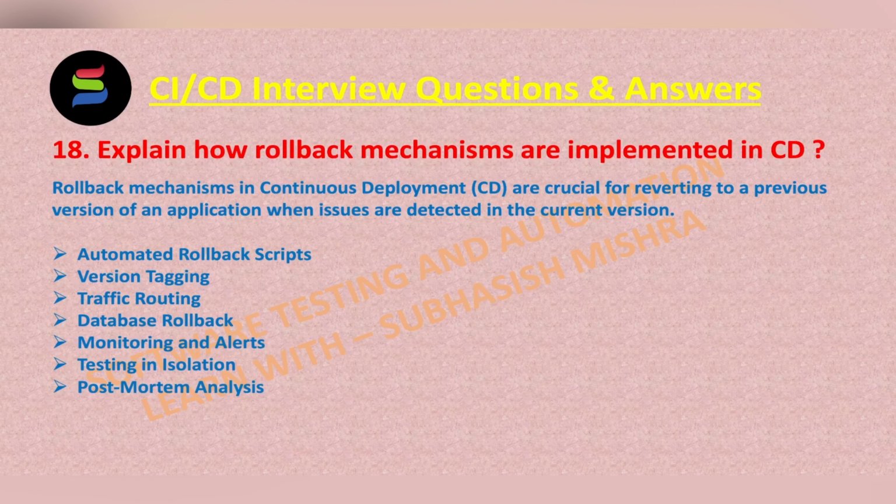CD pipelines often include automated rollback scripts or procedures that can be triggered when issues are detected. These scripts are designed to reverse the deployment by redeploying the previous version of the application. So, in that way we can easily roll back the version. Version tagging. Each deployment in CD is versioned and tagged, making it easy to identify and switch back to a specific known working version if a problem arises.